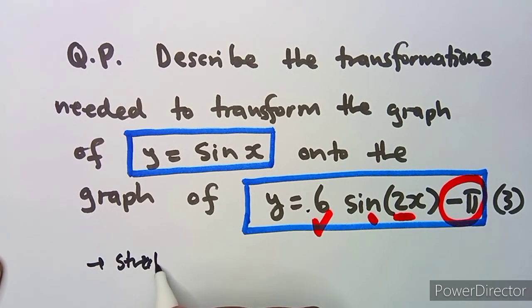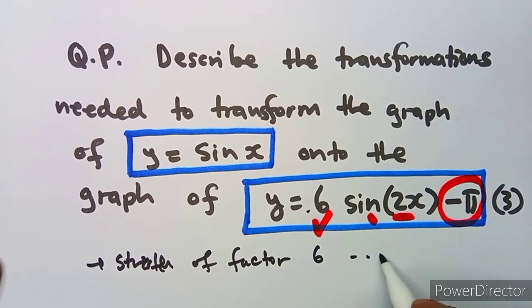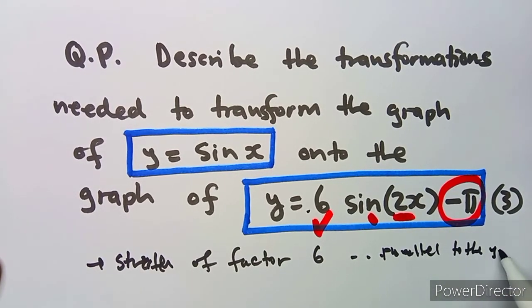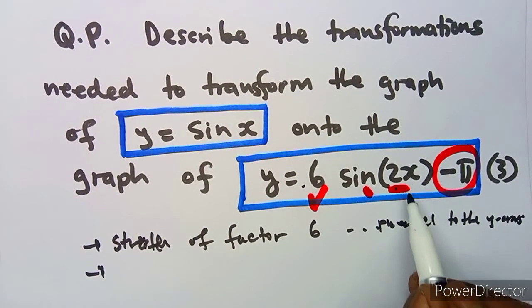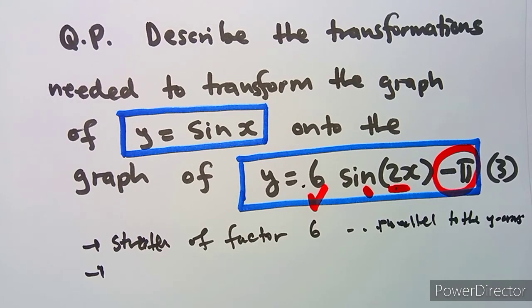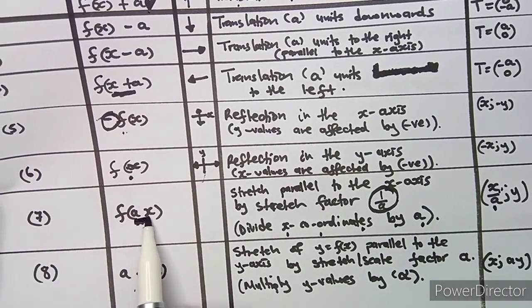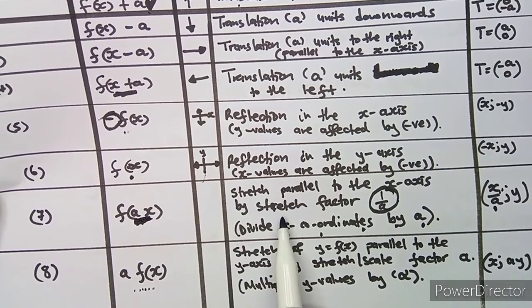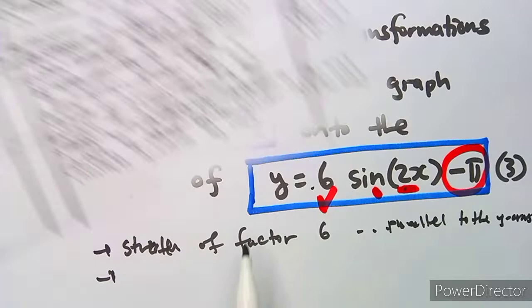So you've got a stretch here of vector 6, as usual, parallel to the y-axis, guys. All right, let me write parallel to the y-axis, like that. Then what else do we have? We've got the 2x. Remember from that table that we had there, when it is written like this, 2x, like ax, we said it's a stretch again. But its factor is going to be 1 over a, so it's 1 over 2.